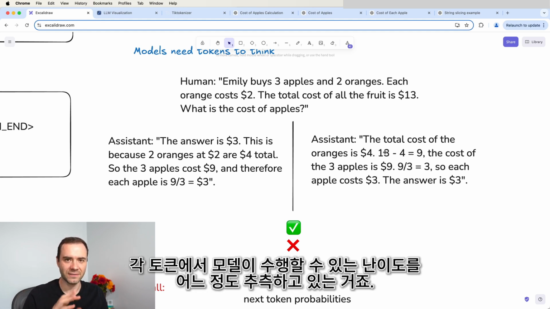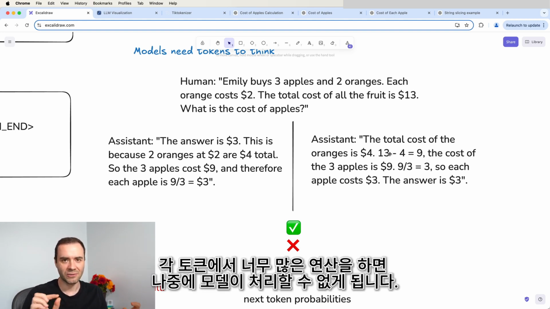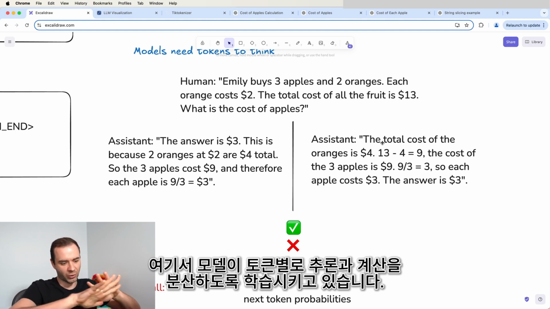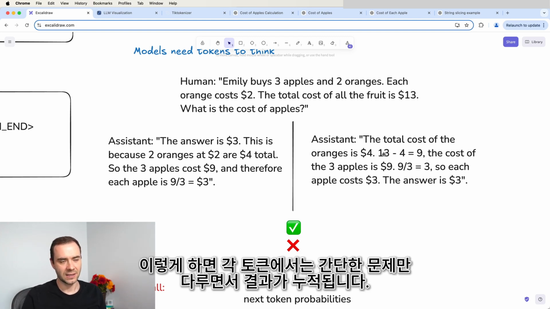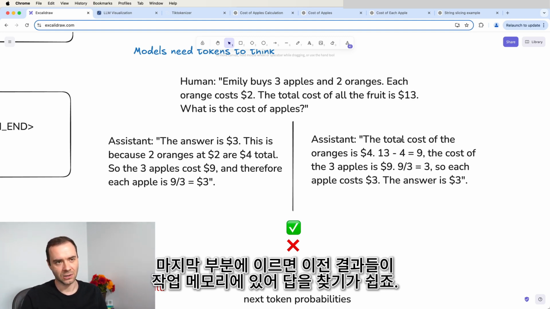And so we're basically guessing a little bit the difficulty that the model is capable of in any single one of these individual tokens. There can never be too much work in any one of these tokens computationally, because then the model won't be able to do that later at test time. So we're teaching the model to spread out its reasoning and its computation over the tokens. In this way, it only has very simple problems in each token, and they can add up. By the time it's near the end, it has all the previous results in its working memory, and it's much easier for it to determine that the answer is, and here it is, 3.